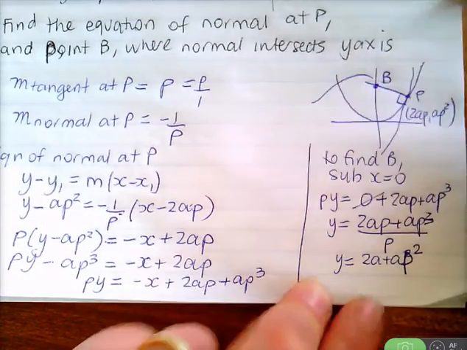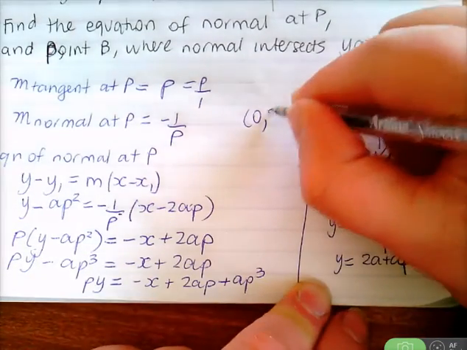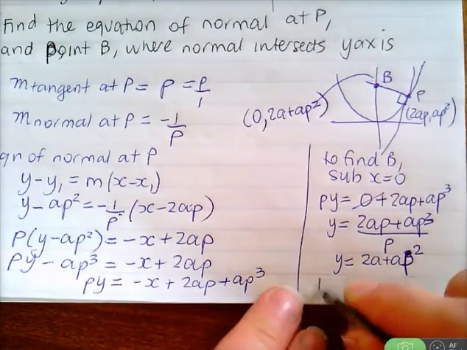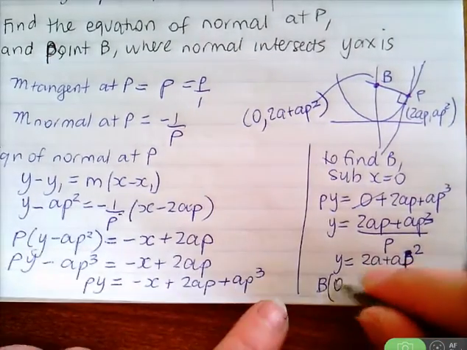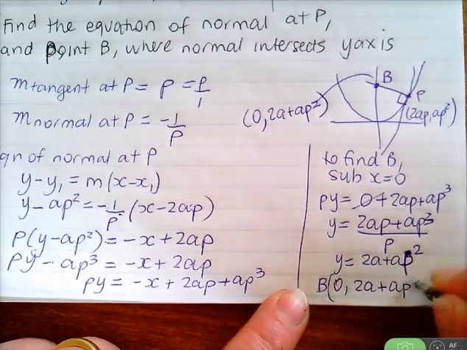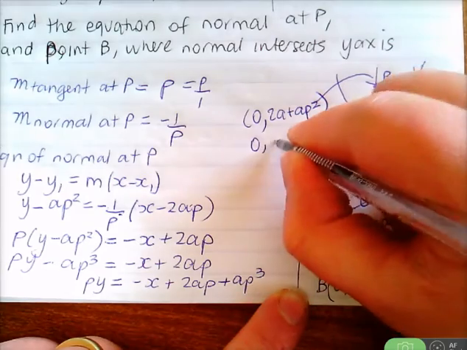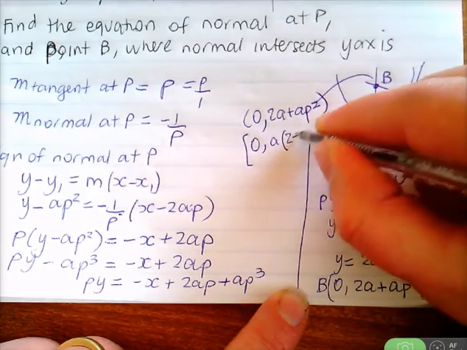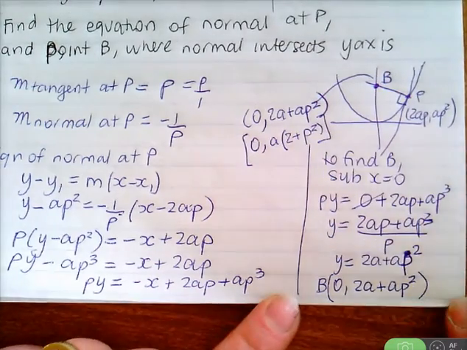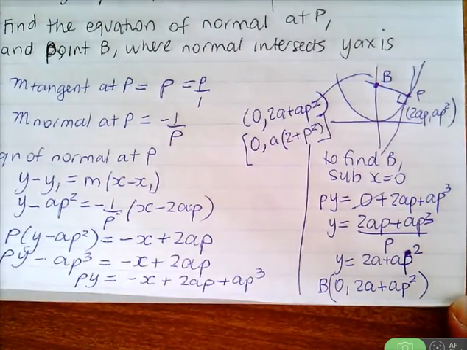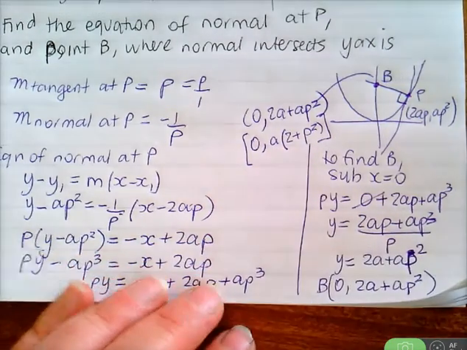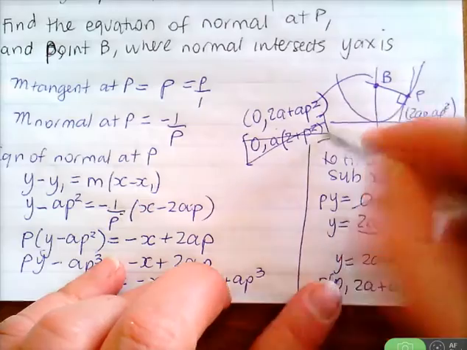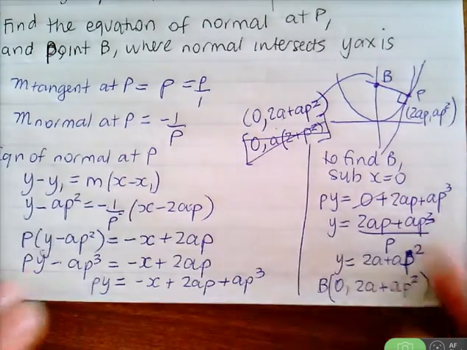So B is (0, 2A plus AP squared). So therefore the point B is (0, 2A plus AP squared). Now you may see it written like this, (0, A bracket). Do you know what I mean? A is a common factor, 2 plus P squared. You might see it written like that instead. Instead of 2A plus AP squared, you might see it written as A bracket 2 plus P squared. But both answers are correct.